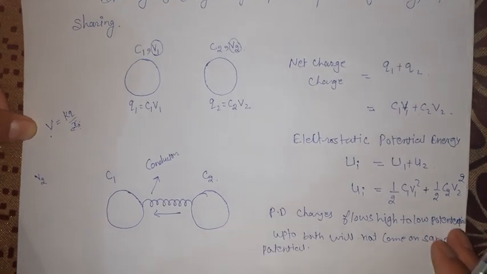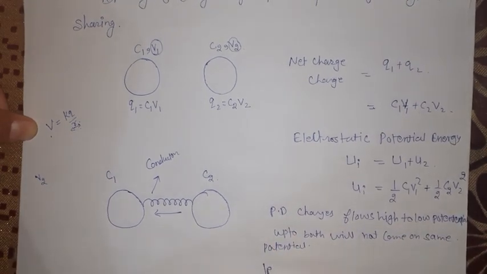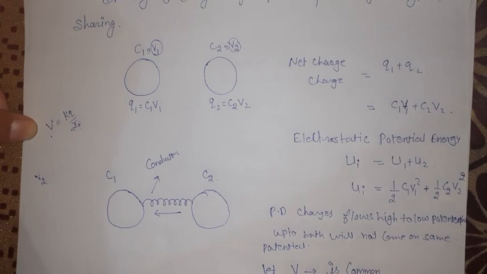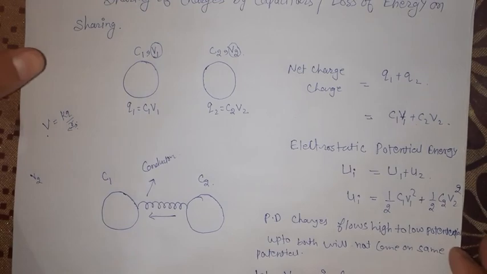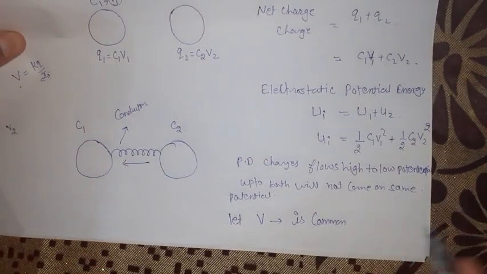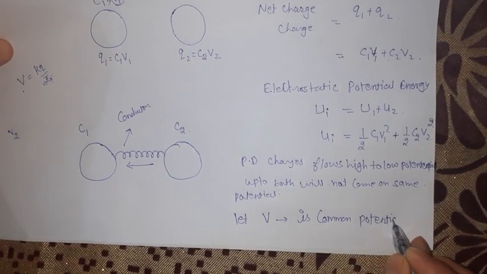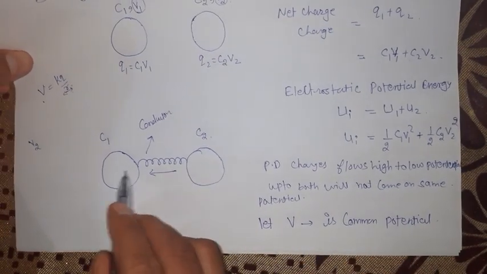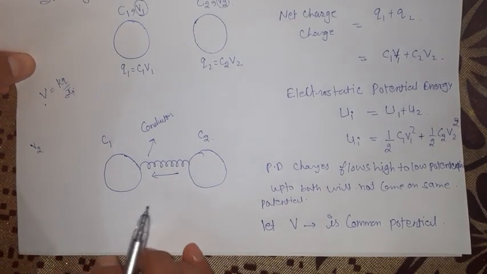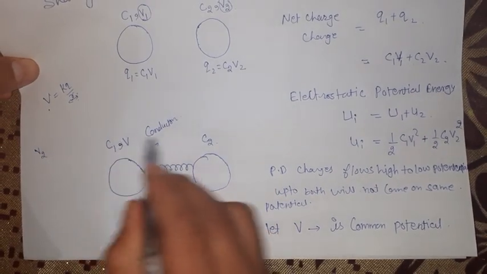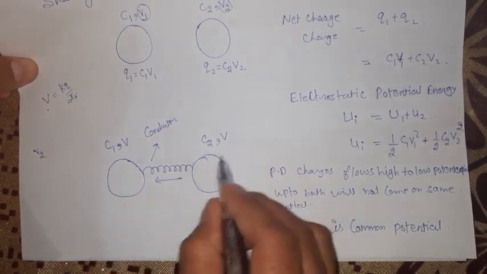So therefore, suppose that V is their common potential. This is the same potential of both when the flow of charges between them stops. What is this common potential? It is the potential when there is no flow of charges between the two capacitors. So when I connect them together, they have a common potential, so both will have the same potential.